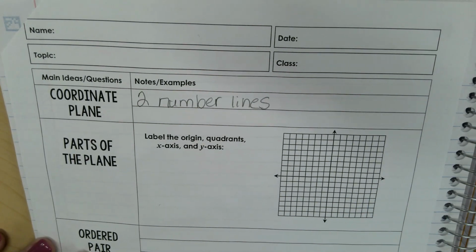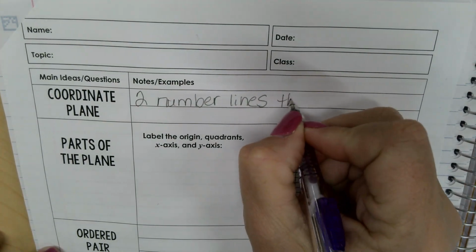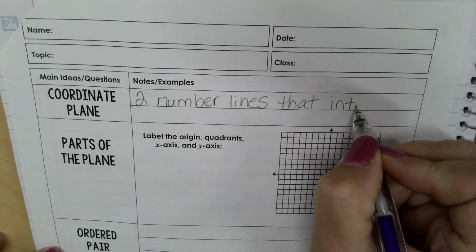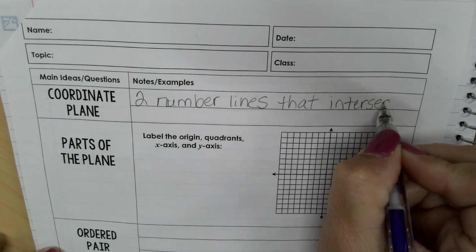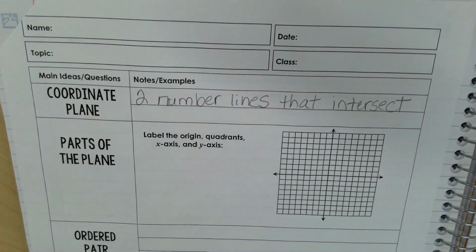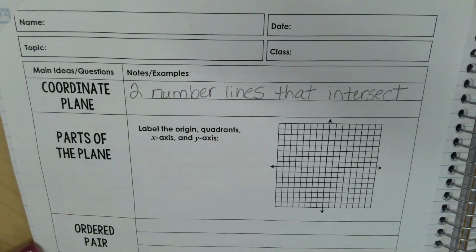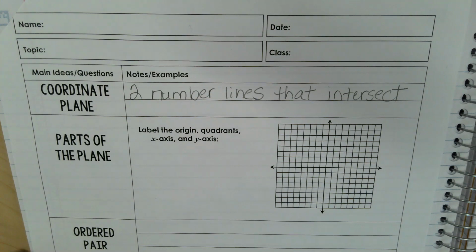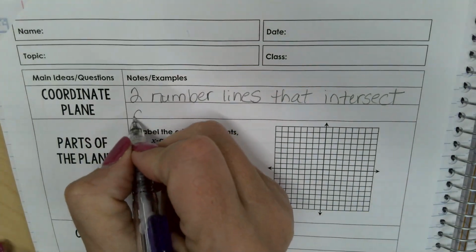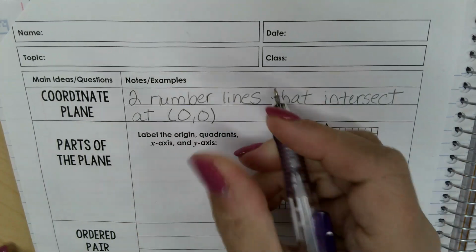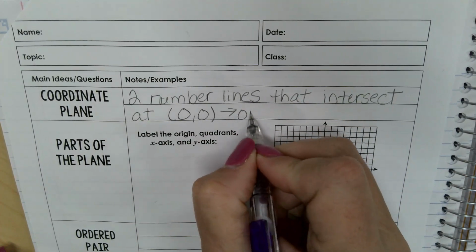So coordinate plane, two number lines that intersect. What does intersect mean? Where they meet, where they cross. So two number lines that intersect. Where do the two number lines cross at? Intersect at this special place called 0, 0, the origin.